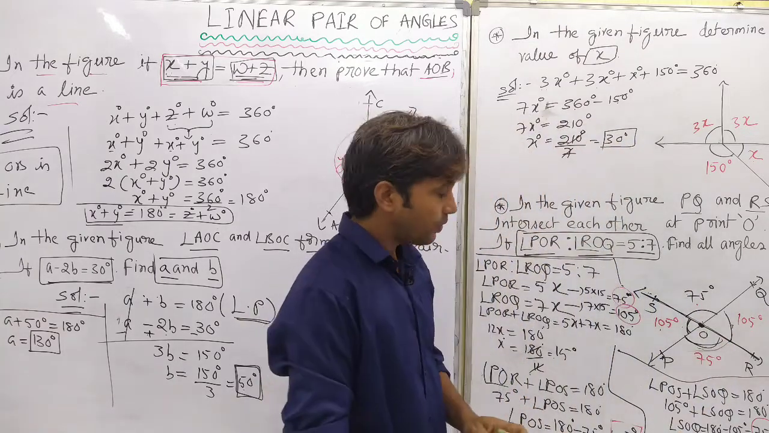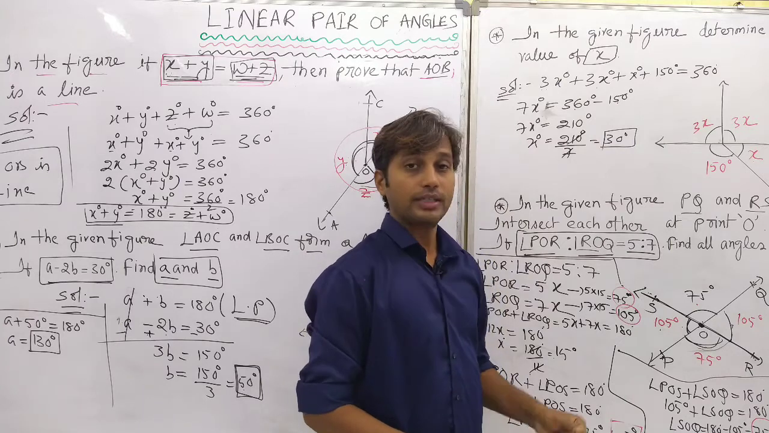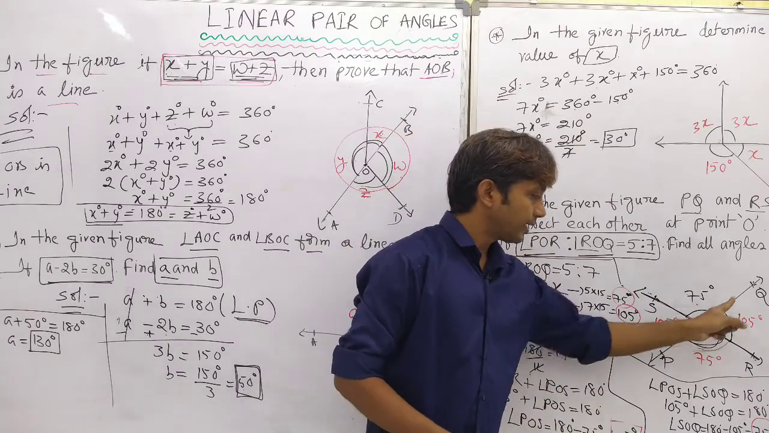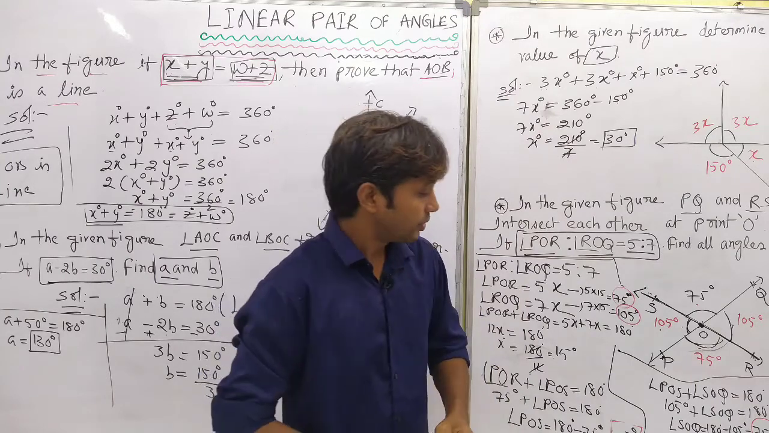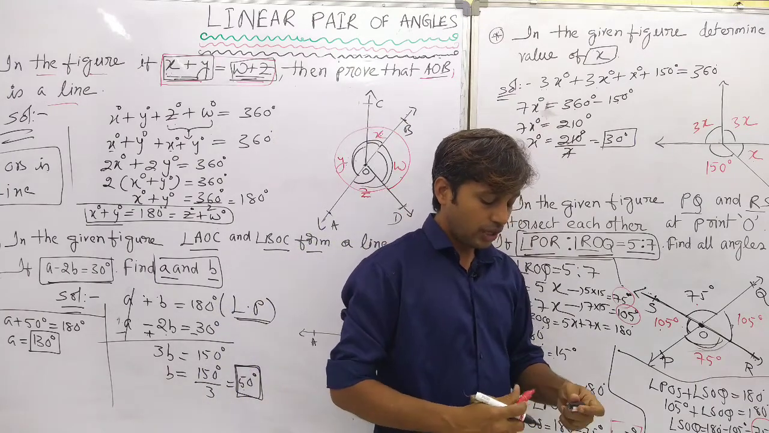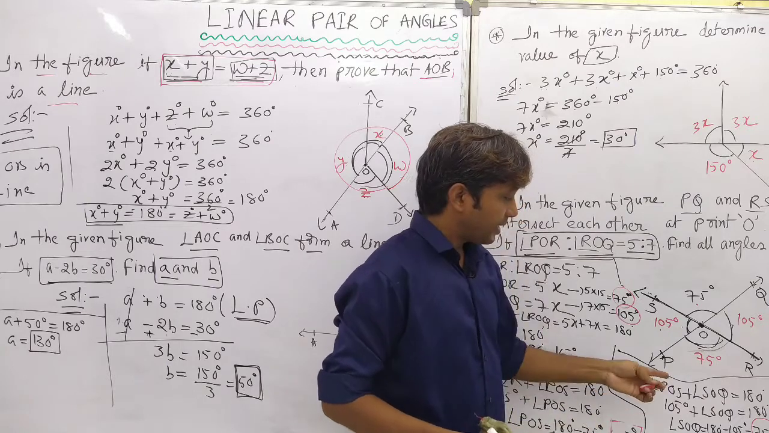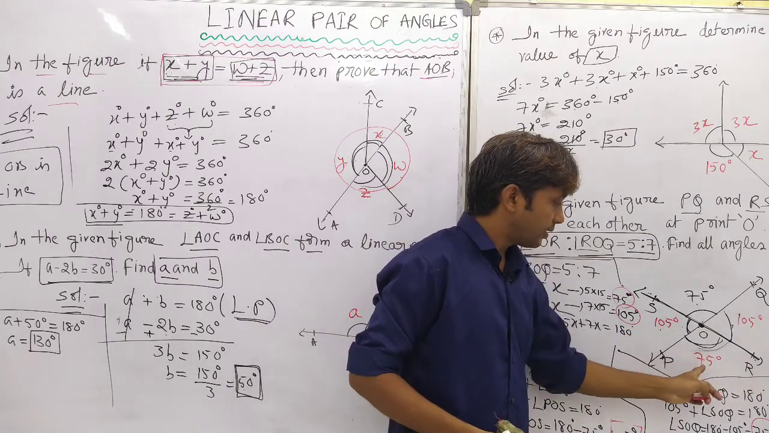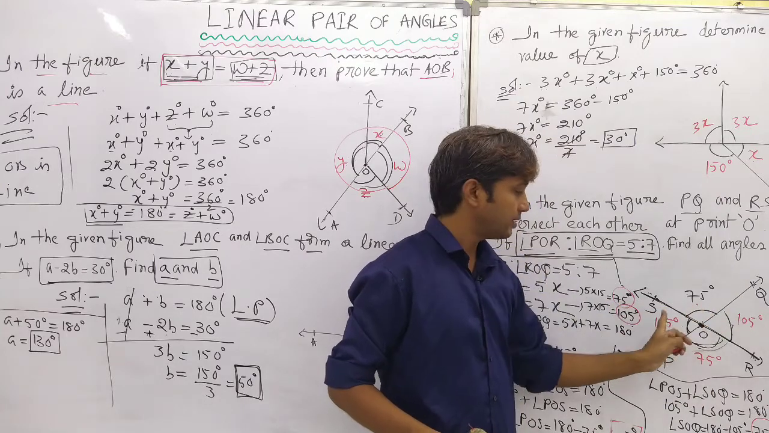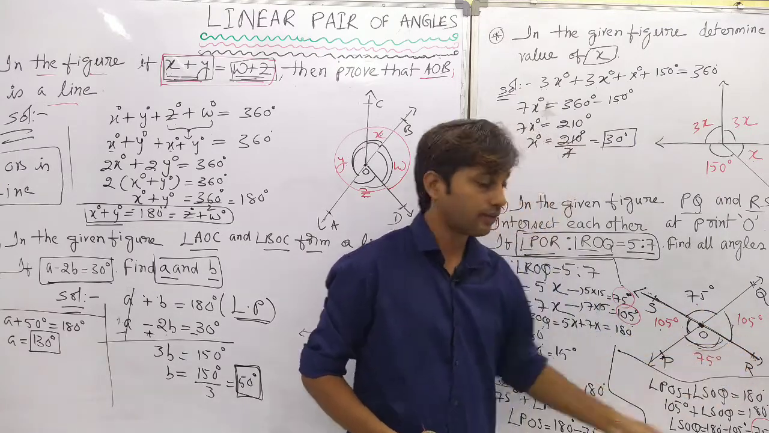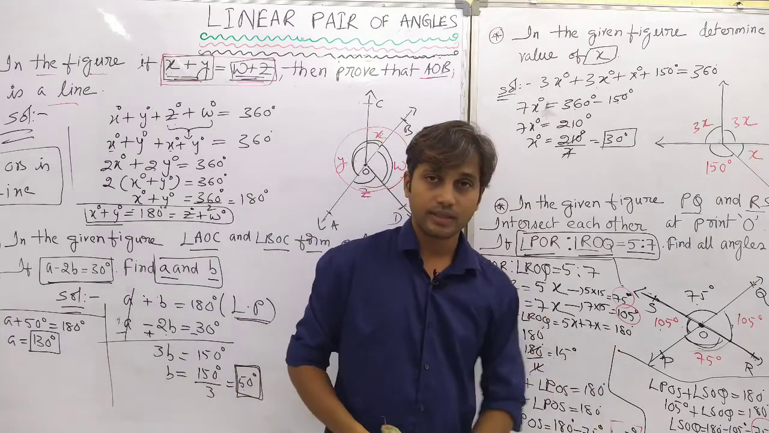Okay, we got it. So what was our agenda? We need to find out all the angles separated by these two straight lines. Okay, friends, I think you understood. So now let me clarify. See, POR's value is 75 degrees and SOQ value is 75 degrees, and this is 105 and this is 105, as we found in this figure.